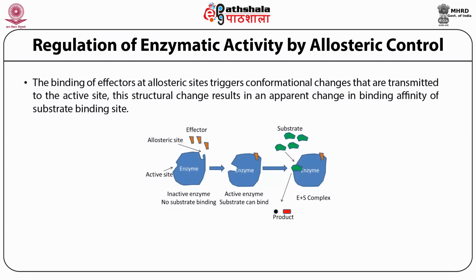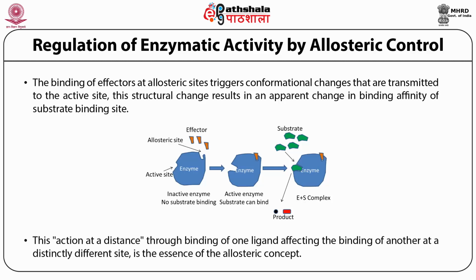The binding of an effector molecule at allosteric sites triggers a conformational change in the allosteric enzyme that is transmitted to the active site. The structural change is such that the substrate can now bind, or cannot bind, to the active site. So these effector molecules bring about this structural change, and the reaction can be regulated in that manner.